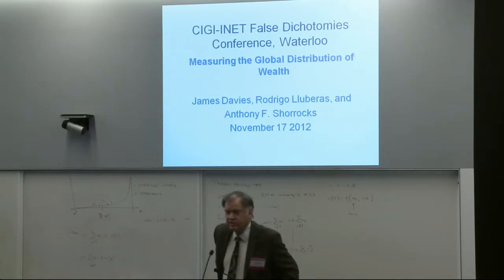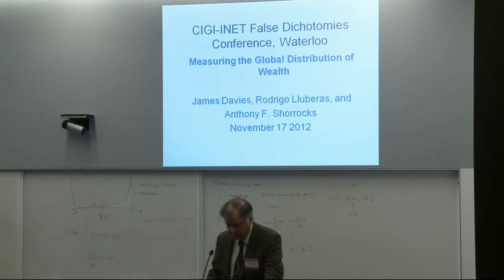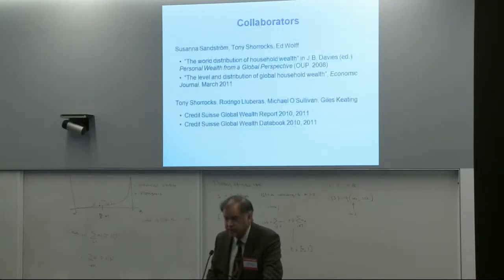Well, I'm going to speak about measuring the global distribution of wealth today, but this project that I've been involved in for some years now was the brainchild of Tony Shorrocks when he was the director of the UN World Institute for Development Economics Research in Helsinki. And prior to that, Branko Milanovic and other people had estimated the world distribution of income. And so Tony's idea was that it was time that somebody should try this for wealth. And so we did that, and there's an article about this in the EJ 2011, and more recently we've been doing annual updates in cooperation with Credit Suisse.